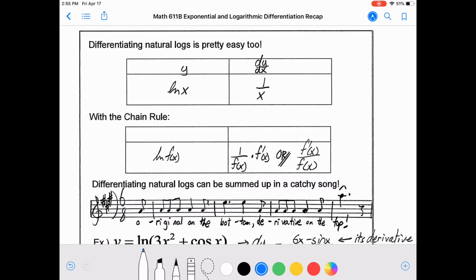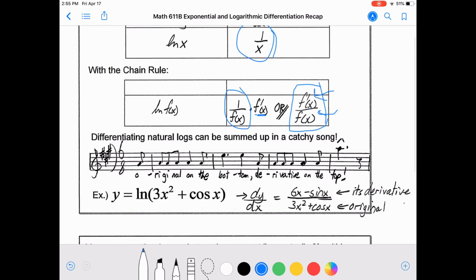Differentiating natural logs is pretty easy too. Ln x turns into 1 over x. Now the chain rule still applies, so if you have ln of f of x, it turns into 1 over f of x times the derivative of the inner, which would be f prime. Or you could just write that as f prime over f, or if you want to sum it up in a catchy little song, it's original on the bottom, derivative on the top.